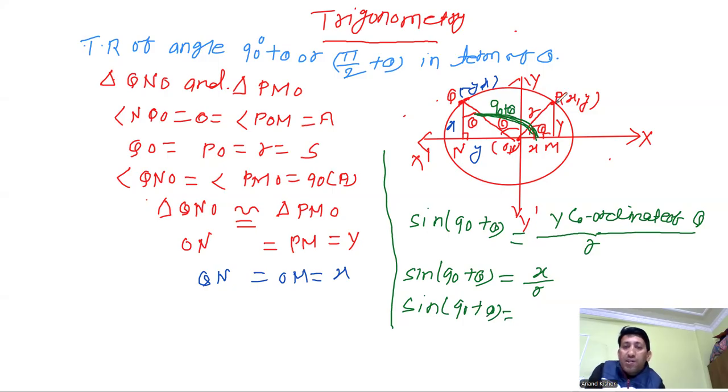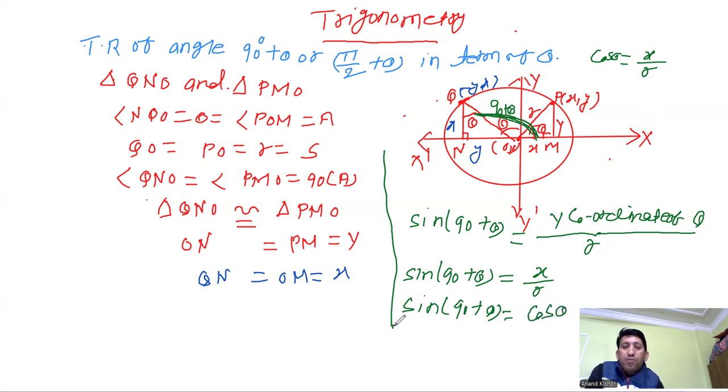X in this quadrant, first quadrant P. For P, cos theta was X by r. Cos theta in the first quadrant means the ratio of the X coordinate divided by the radius, so X by r. So here X by r is what? Cos theta. So sine 90 plus theta is cos theta.